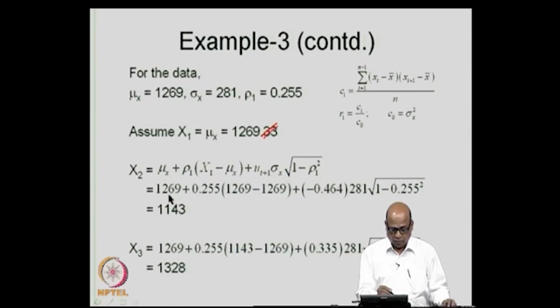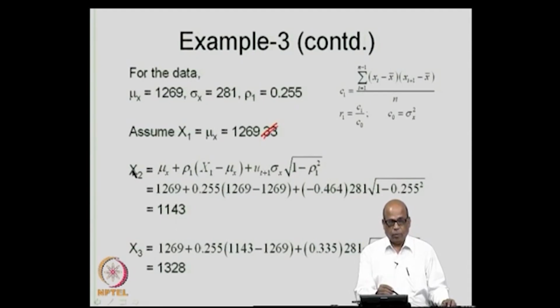So, mu x is 1269, rho 1 is 0.255 and x1 minus mu x is 1269 minus 1269, because we have assumed this, plus this is the standard normal deviate got from the tables, minus 0.464, and this is sigma x, which is 281, root of 1 minus rho 1 square, rho 1 is 0.255. So, this comes out to be 1143.